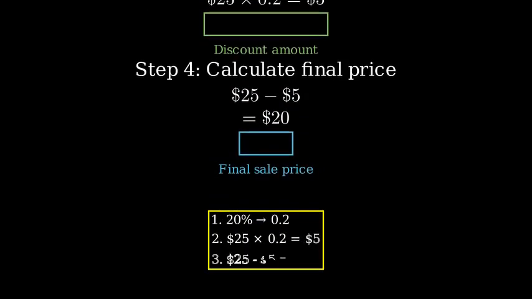Let's review. We converted 20% to 0.2, multiplied $25 by 0.2 to get the $5 discount, and subtracted that from the original price to get our final sale price of $20.